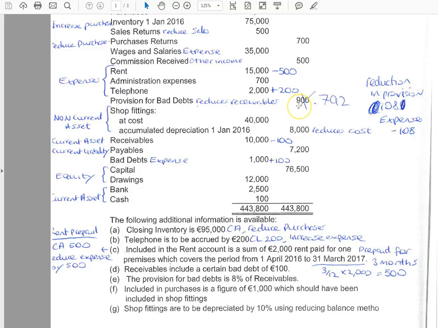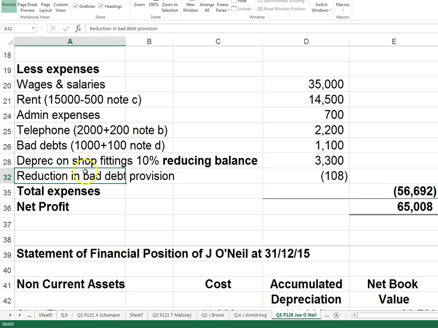Previously we thought 900 weren't going to pay us. Now we've reduced that figure down, so it's good for the company. It ends up reducing your expenses. Anytime there's a movement in a provision, the movement bit is going to hit your expenses. If it increases the provision, it'll go in as a normal expense and will increase your expenses. If it's a reduction in provision, it just reduces your expenses. So in our expenses, we're going to have 108. Here it is, reduction by debt provision, 108.